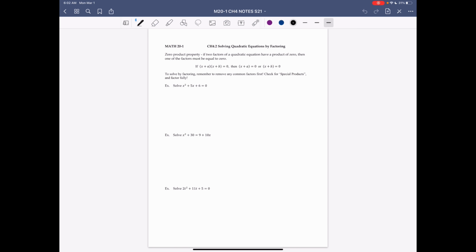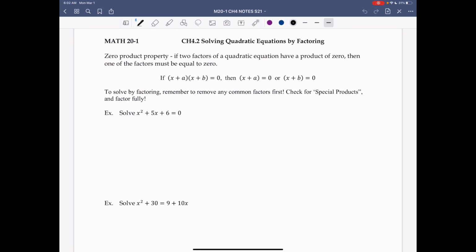Chapter 4.2 is solving quadratic equations by factoring. Zero product property: if two factors of a quadratic equation have a product of 0, then one of those factors must be equal to 0. So if we have x plus a times x plus b equals 0, then either x plus a equals 0 or x plus b equals 0.